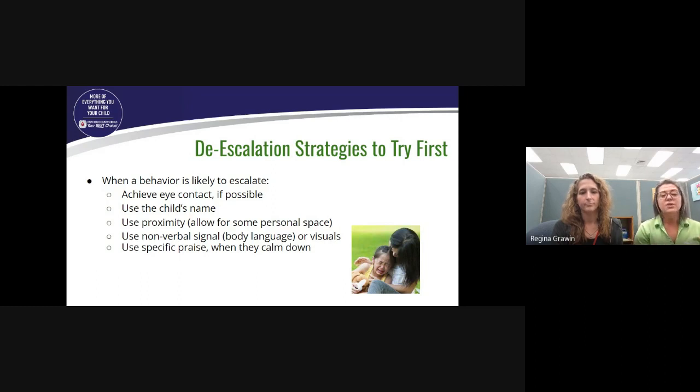Sometimes giving a student just a little bit of space allows them to breathe deeply or take a moment to recollect themselves. Also use those nonverbal signals, and be specific and give praise when they calm down.